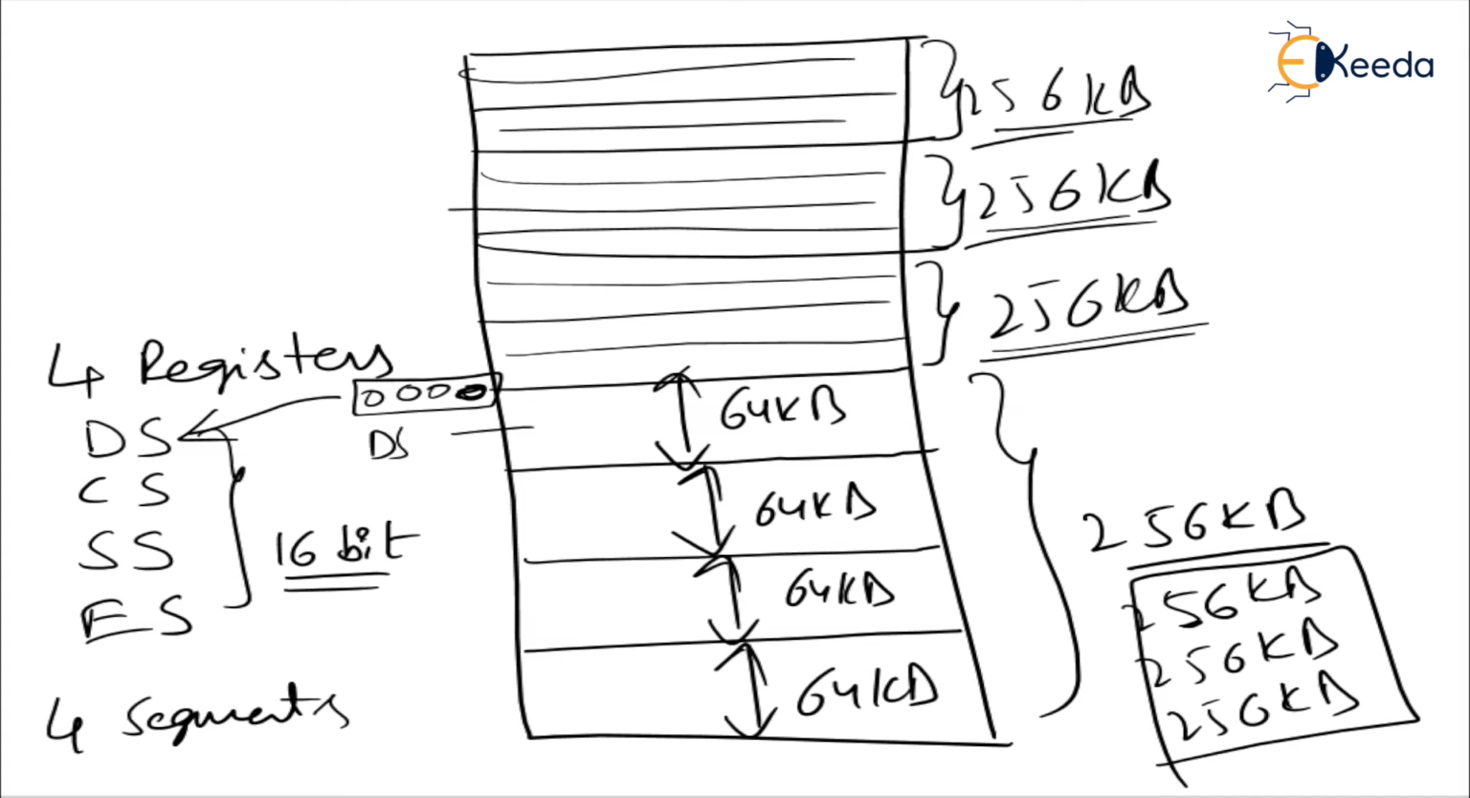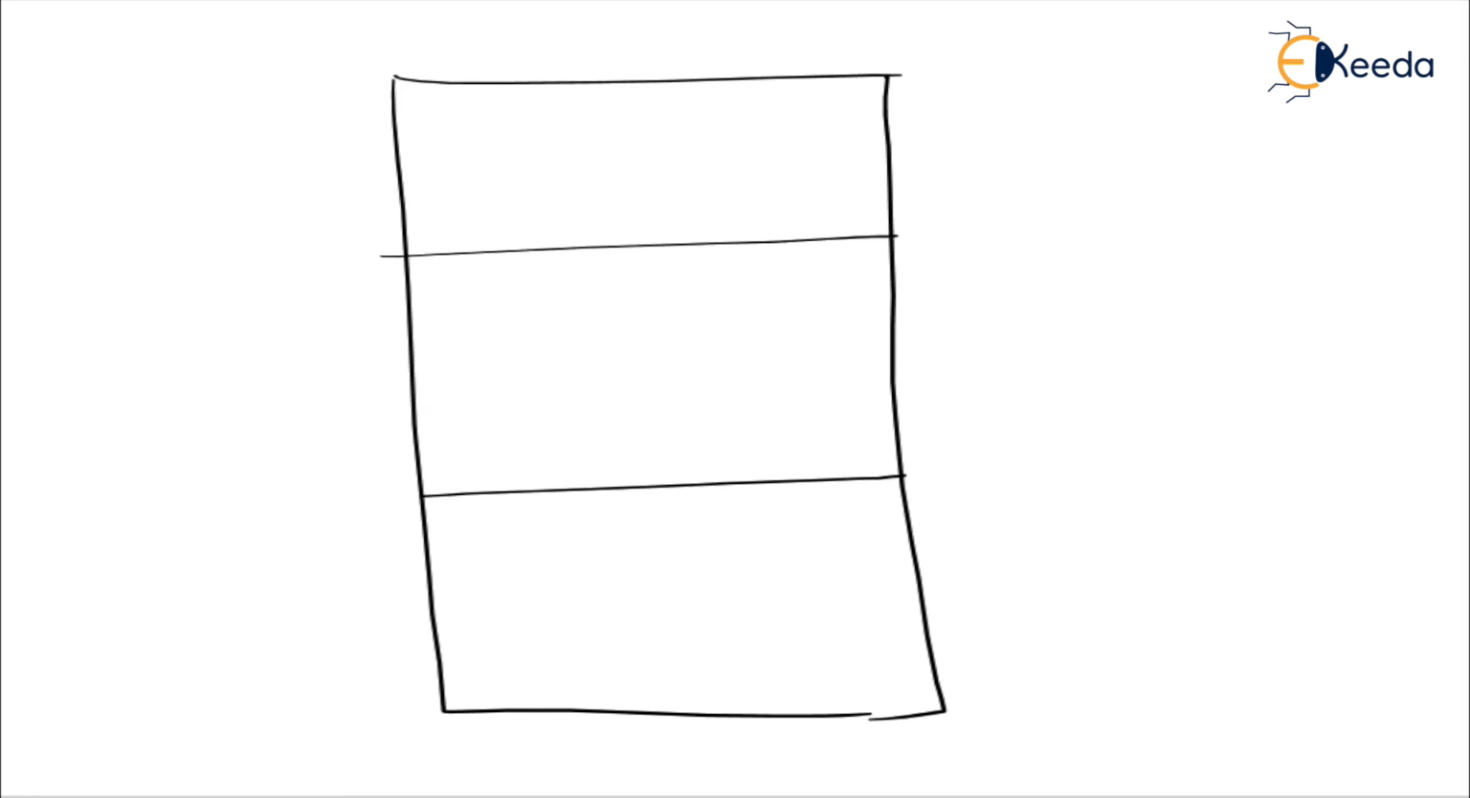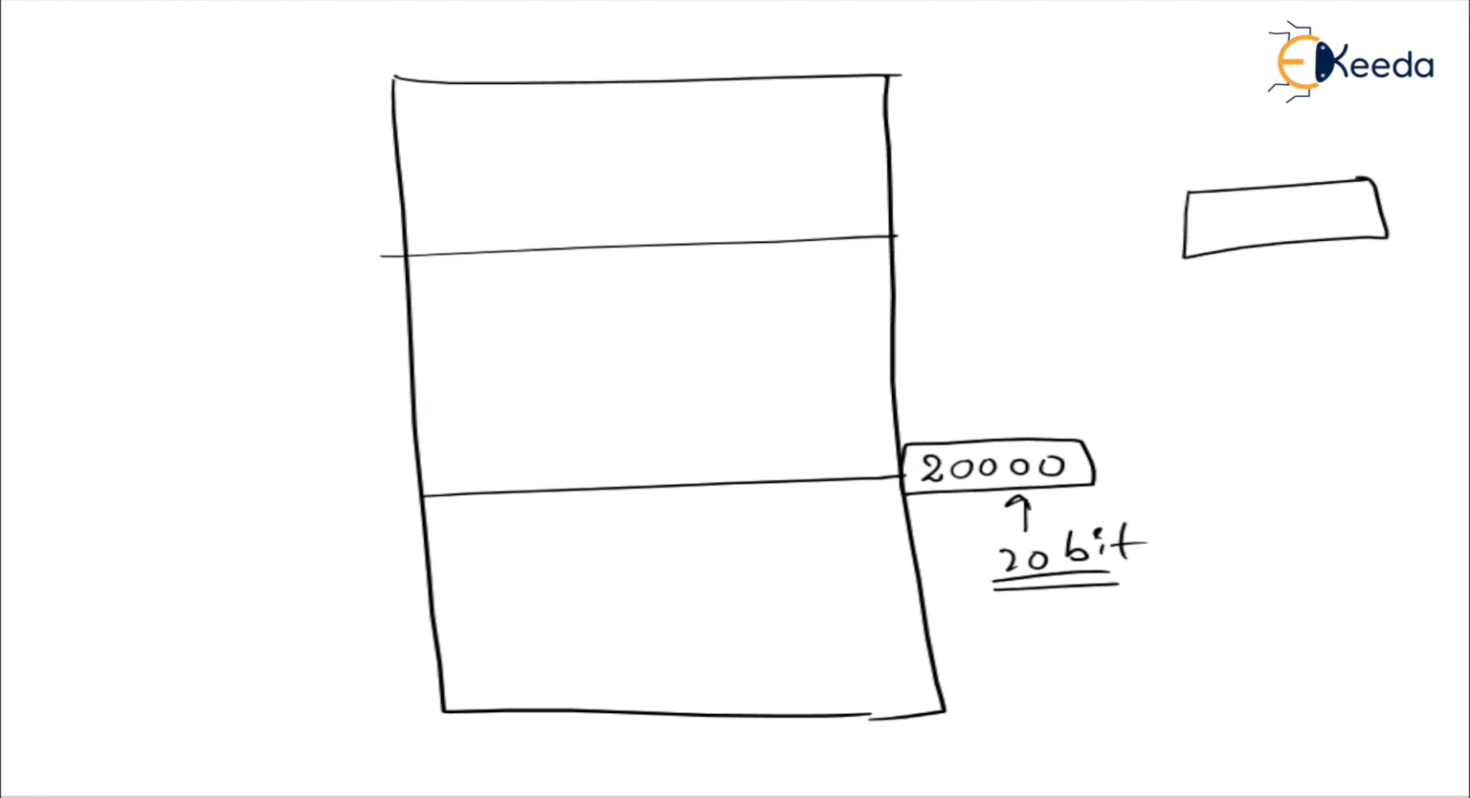Now, let us consider this is the physical memory, and let us consider one segment, that is the data segment, 2000. So what is the address bit size? 20 bit. But our register size is how much? 16 bit. Now, how can we access this 20 bit? By calculating the physical address.